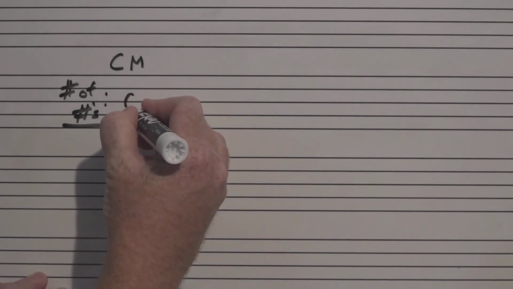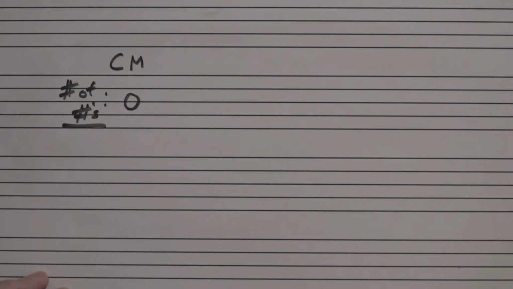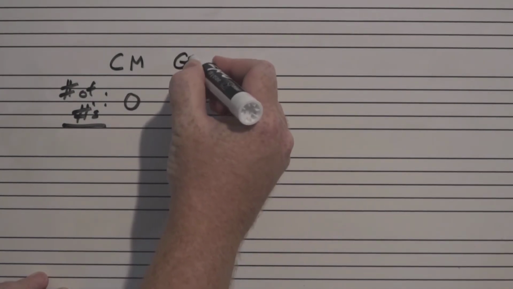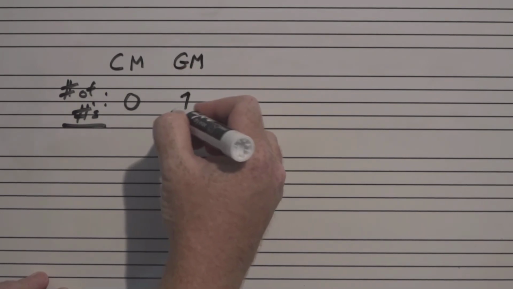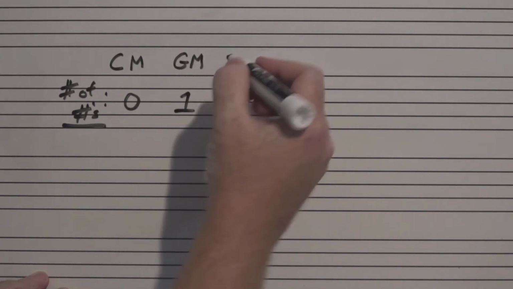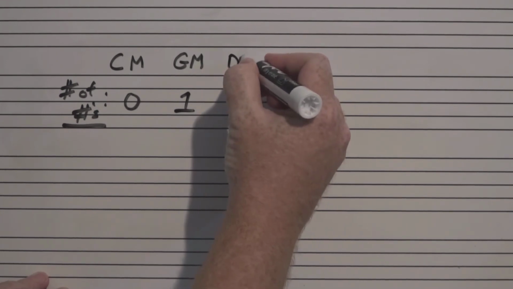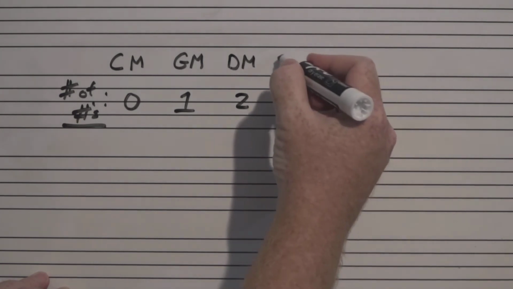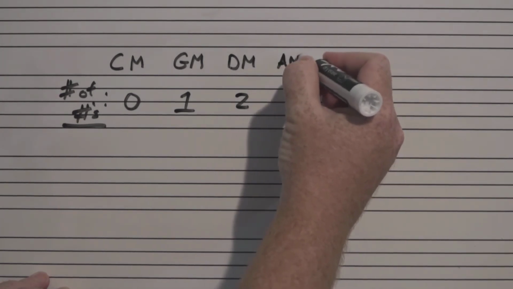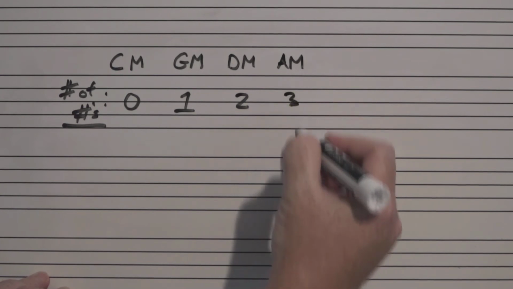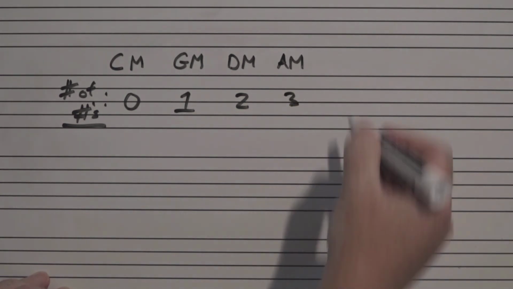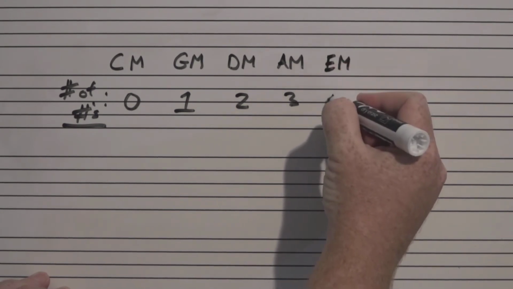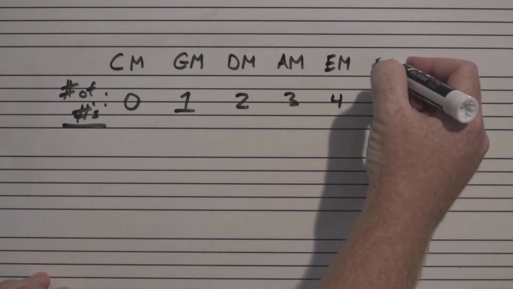So we had C major, and that has 0 sharps. And the fifth scale degree of C major is G. So G major will have 1 sharp. The fifth scale degree of G major is D major, and that will have 2 sharps. Again, fifth scale degree A major, and that will have 3 sharps. Fifth scale degree E major, 4 sharps.